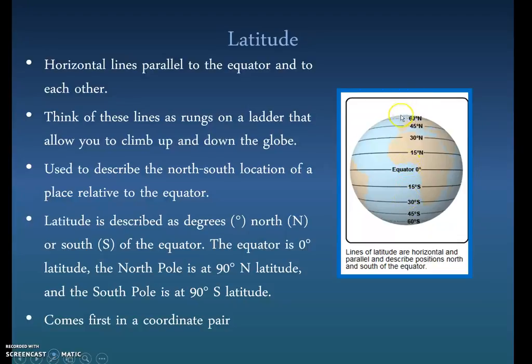And it goes all the way up to the North Pole at 90 degrees north, the South Pole at 90 degrees south. And places on a map come in a coordinate pair, or a set of numbers. So latitude is always going to come first in a coordinate pair.